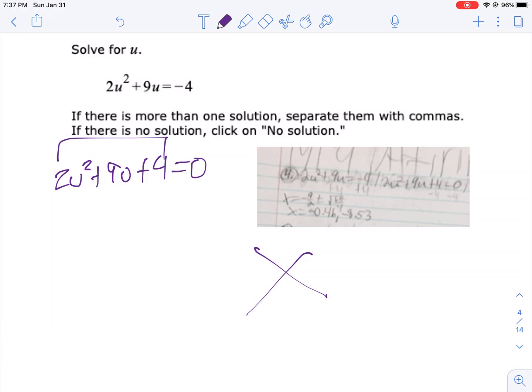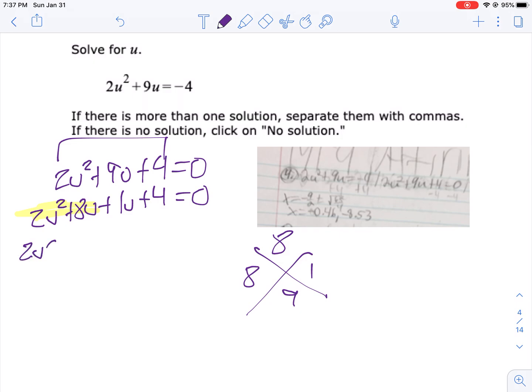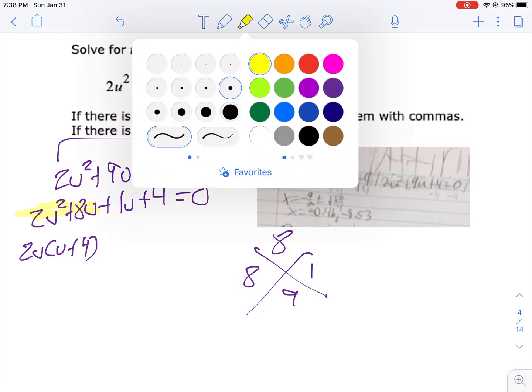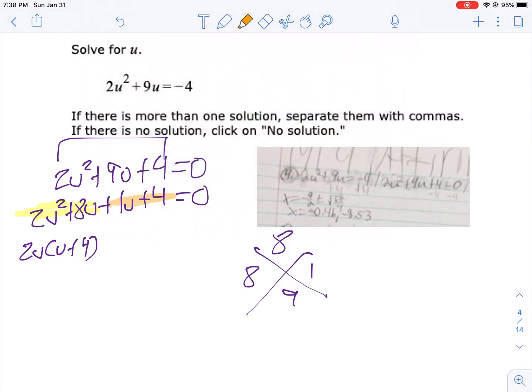I'm going to say 2 times 4, well that's 8. What two numbers multiply to 8 and add to 9? Well, that's pretty basic, 8 and 1. So instead of writing 9u, we're going to write 8u and 1u. We're going to say 2u squared plus 8u plus 1u plus 4 equals 0. Now let's factor the first two, just like we did in chapter 8. 2u goes into both of them, so you get u plus 4. Look at the next pair. U plus 4, what goes into both of them? Well, nothing, but remember 1 goes into everything.